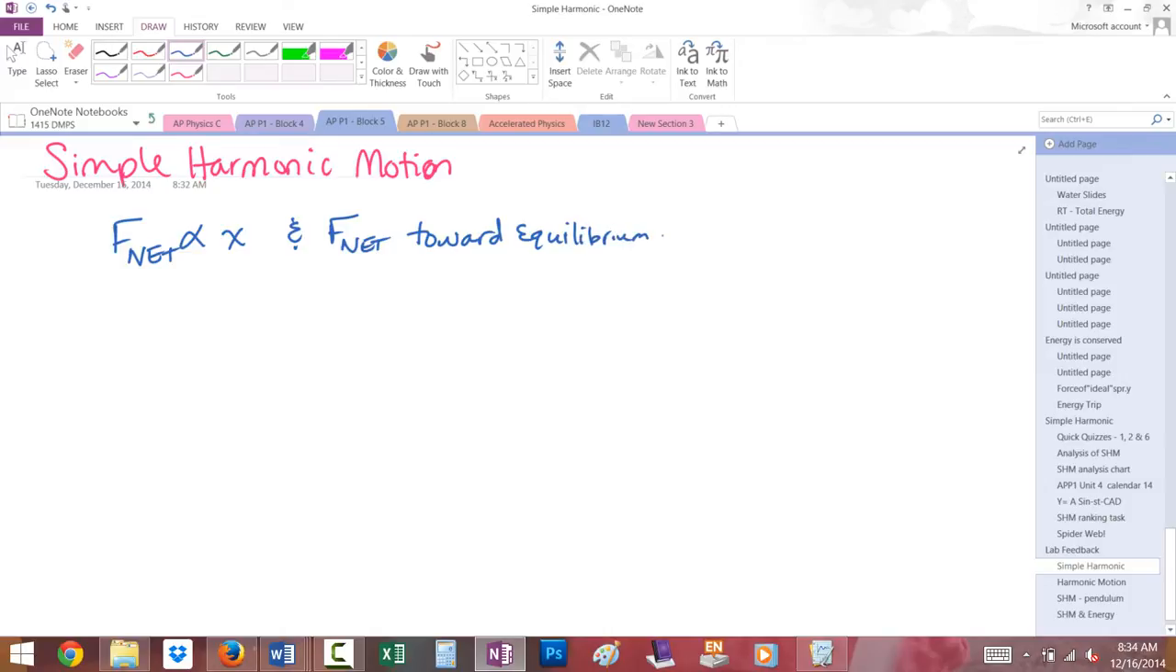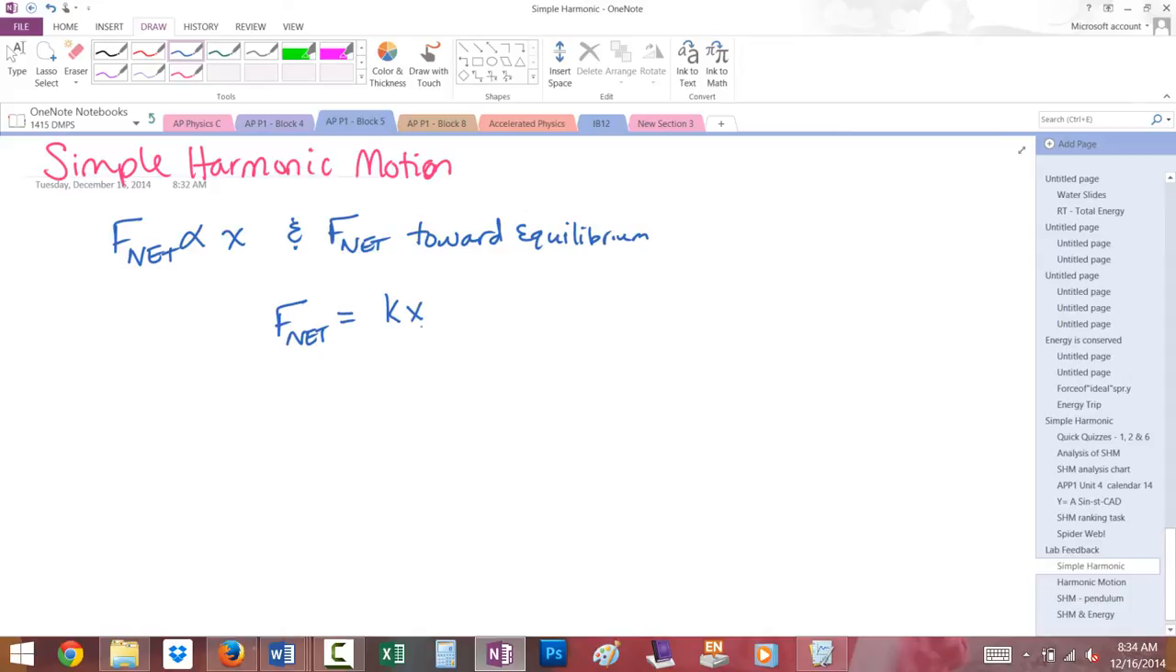We okay with that? So we can put these two things together. F net is proportional to x. We just talked about this. If it's proportional, that means that it's equal to the displacement times what? Some sort of constant, right? So F net equals some sort of constant times x, and it's always toward the equilibrium.